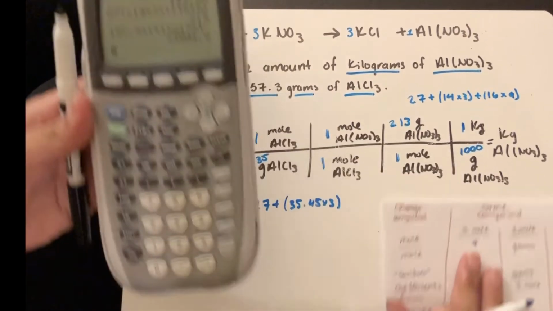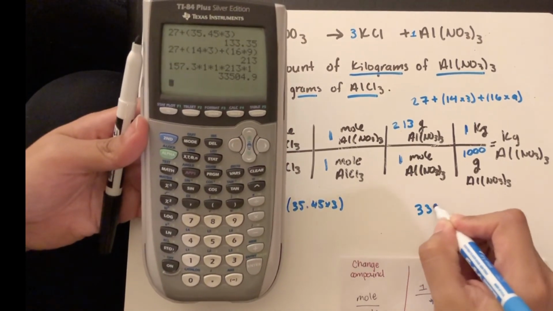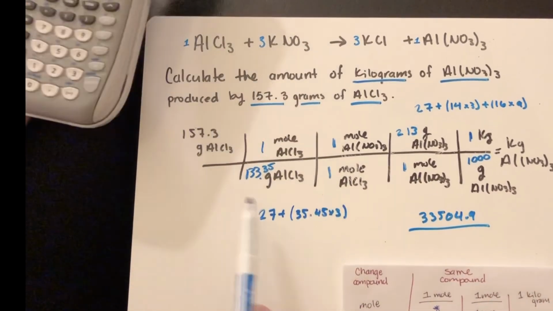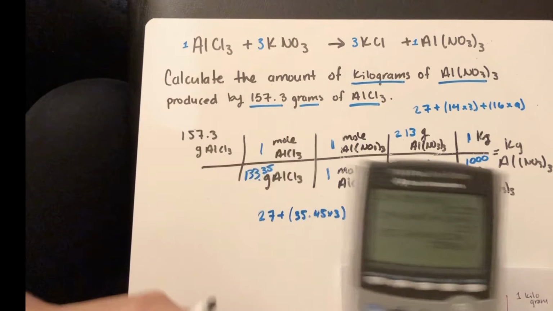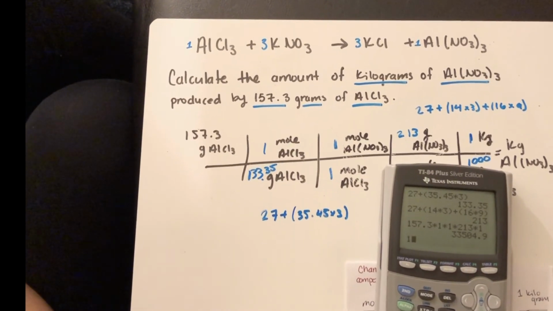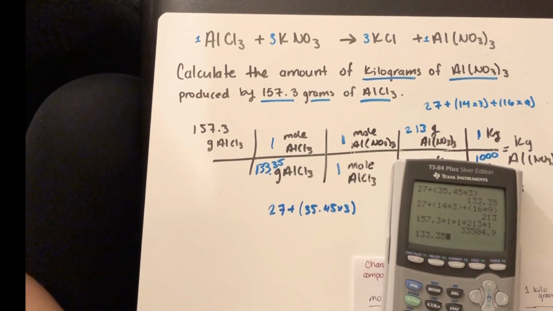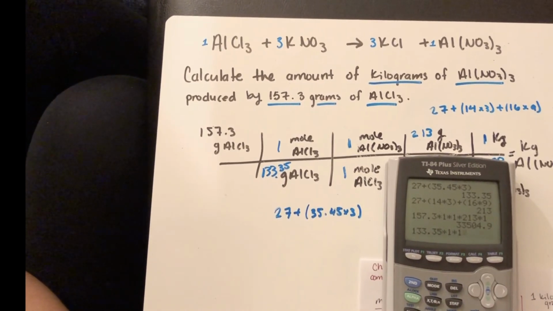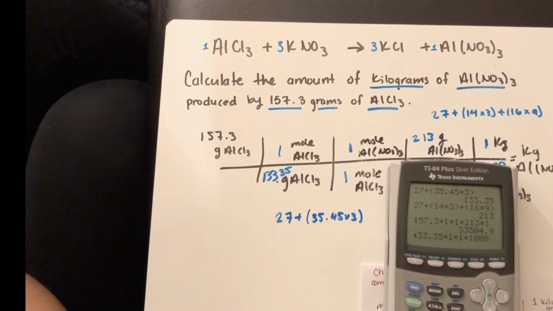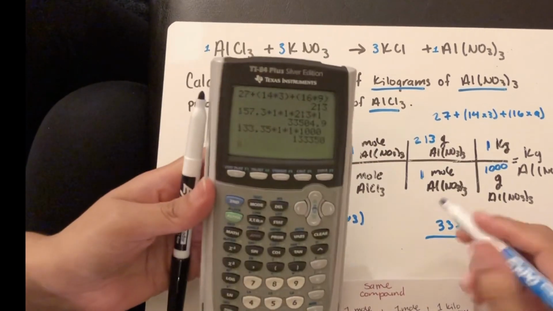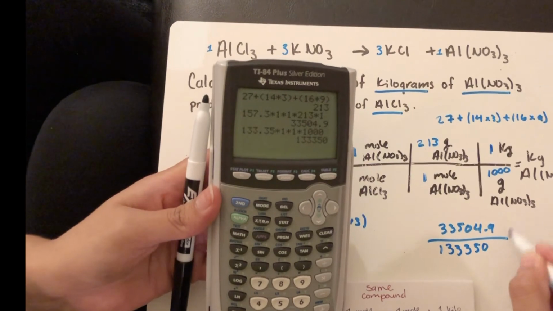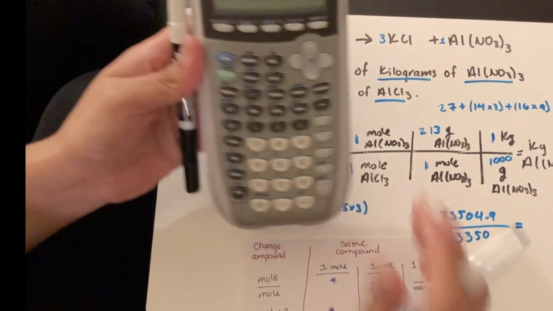That gives us 33504.9, and that is going to get divided by the multiplication of everything at the bottom. So that'll be 133.35 times 1 times 1 times 1,000. And that gives us 13350. We divide those two up, and that will give us our final answer.